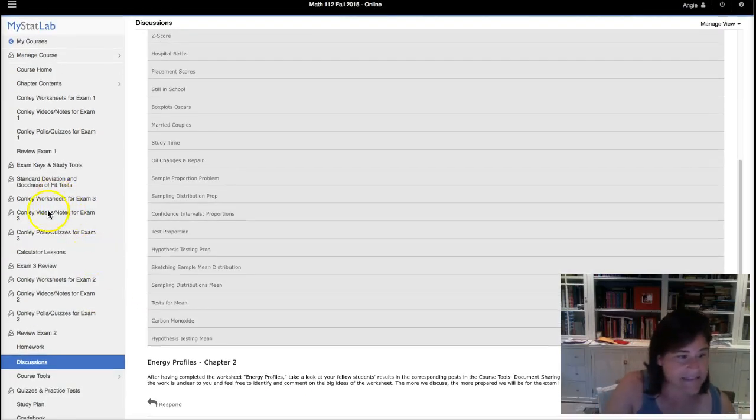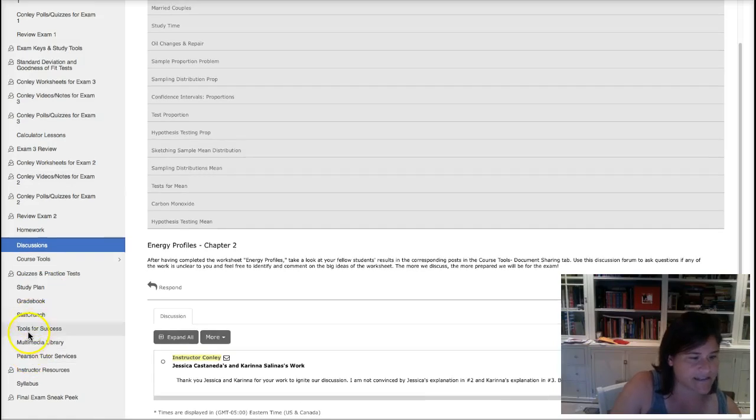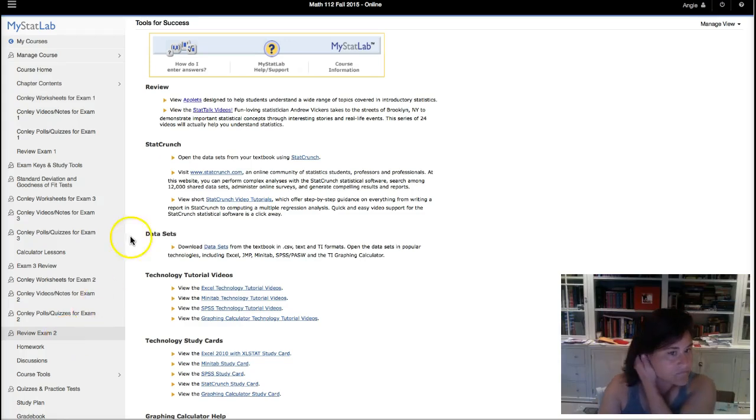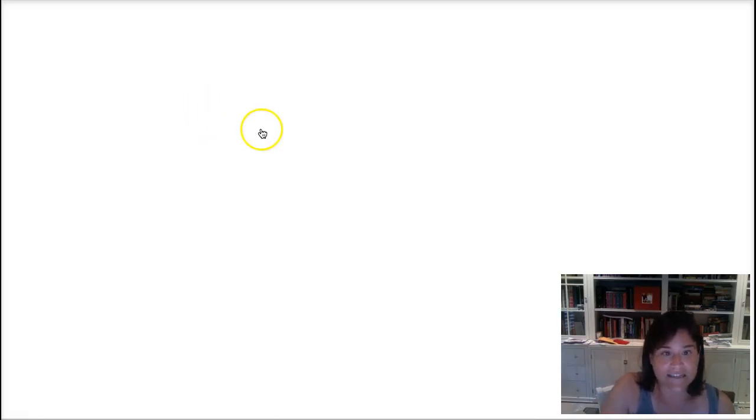So the last thing to study for the exam that I would highly recommend is called Applets. Under Tools for Success, this is one that I haven't shown you yet. This link here, Applets. There are some really neat applets, as long as you have the latest version of Java, I think.